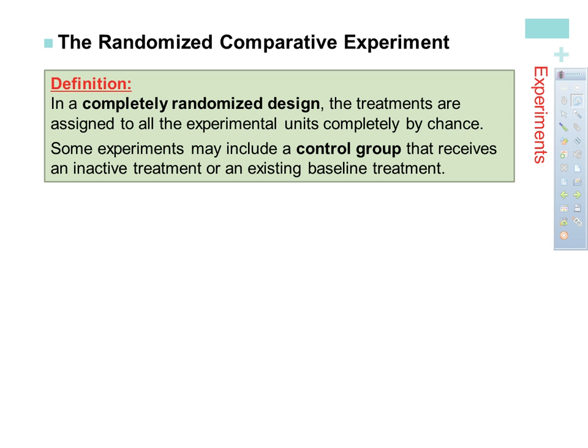And so the first type of experiment design that uses this situation, where we create two or more groups so that we have something to compare our treatments to, and randomly assign those groups, is called a completely randomized design. In a completely randomized design, the treatments are assigned to all the experimental units completely by chance.